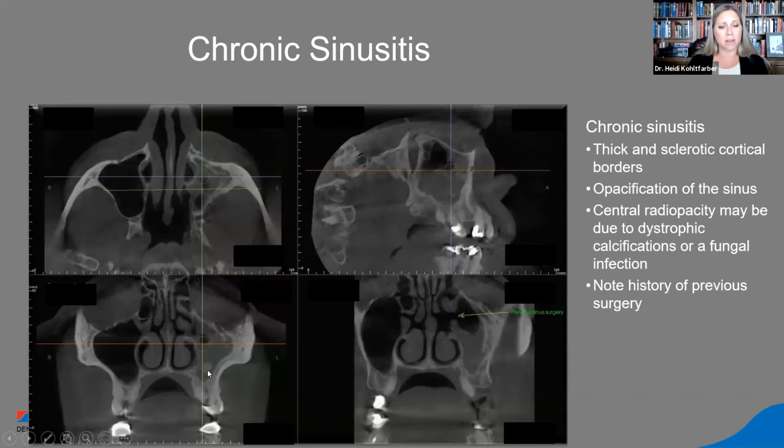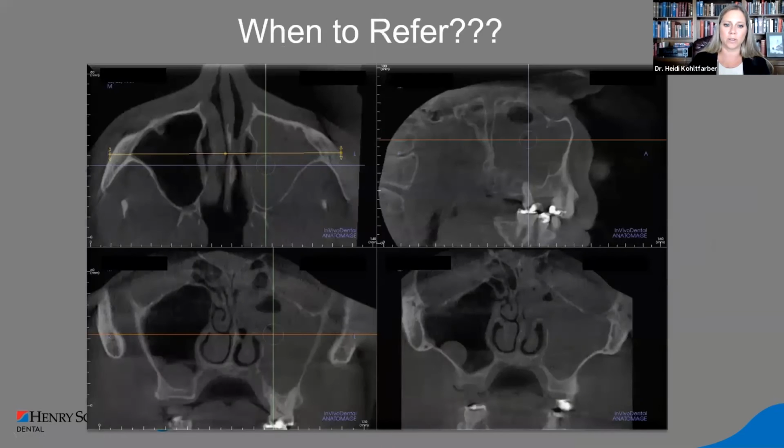But this could be a sign of a fungal infection as well. And we can't tell the difference with our CBCT. So we definitely want to send this back to ENT. This patient does have an enlarged osteomeatal complex. That lets us know that they have a past history of sinus surgery. So usually our ENT friends will come in here and go ahead and enlarge this drainage pathway for us. So this is a chronic rhinosinusitis. Definitely we would refer this.